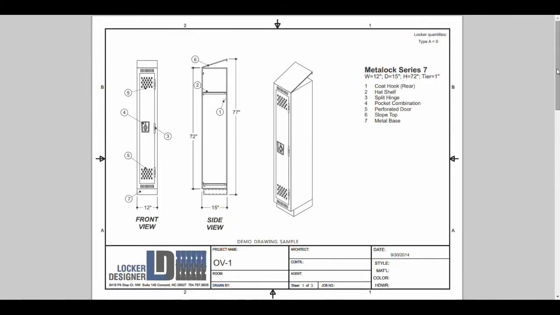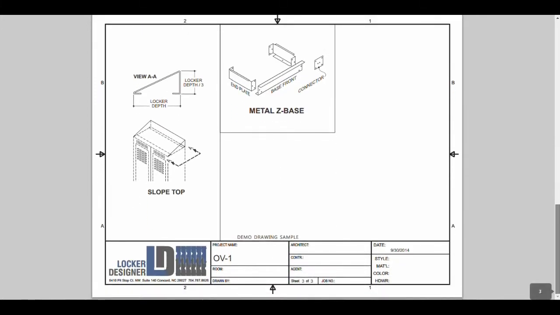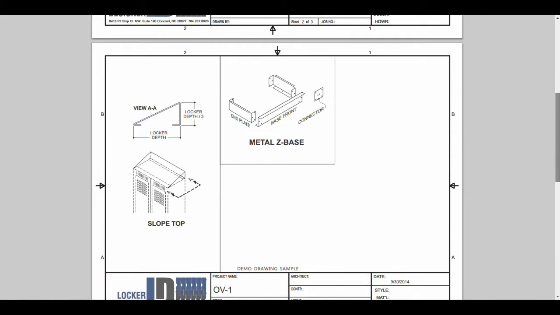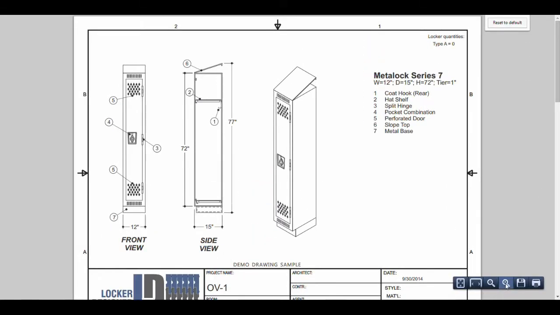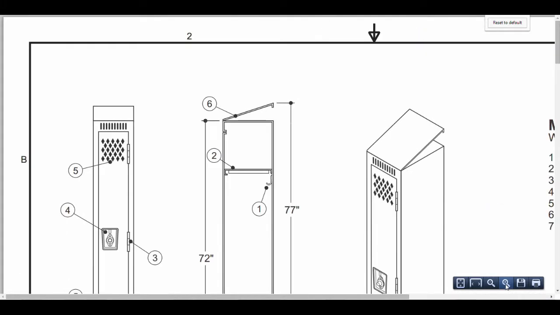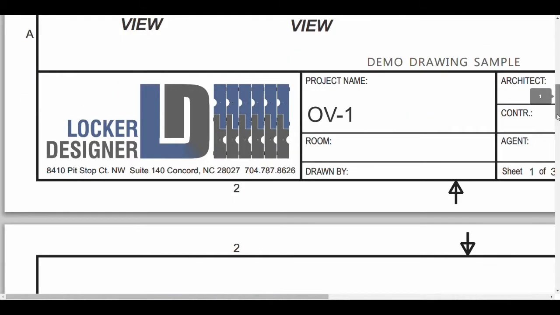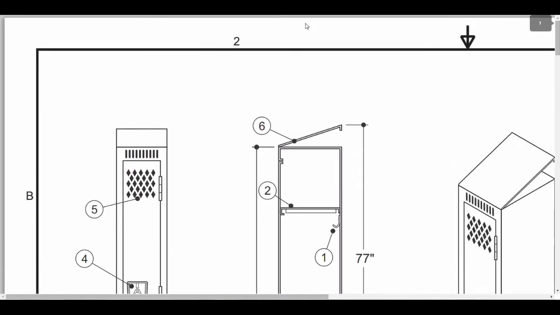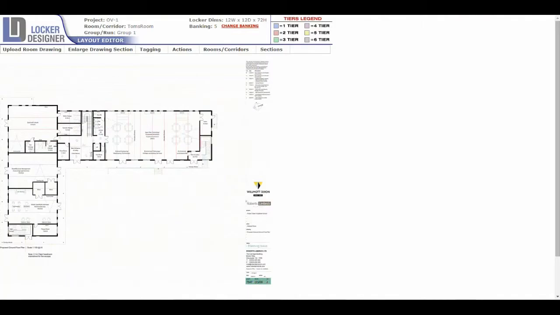So here is the single tier, and you notice it's got balloons pointing to all the features that are called out here that we had enumerated in our configurator, and the same thing with the 4-tier. And then this is a detailed drawing of the slope top and metal Z base, which are both included in both of these units. What we're going to do now is just zoom in very quickly, just get a sense of what kind of quality the system's producing. You notice there's really no breakdown or deterioration because these are vector drawings, and so therefore they maintain their integrity and quality no matter whether you enlarge or not.